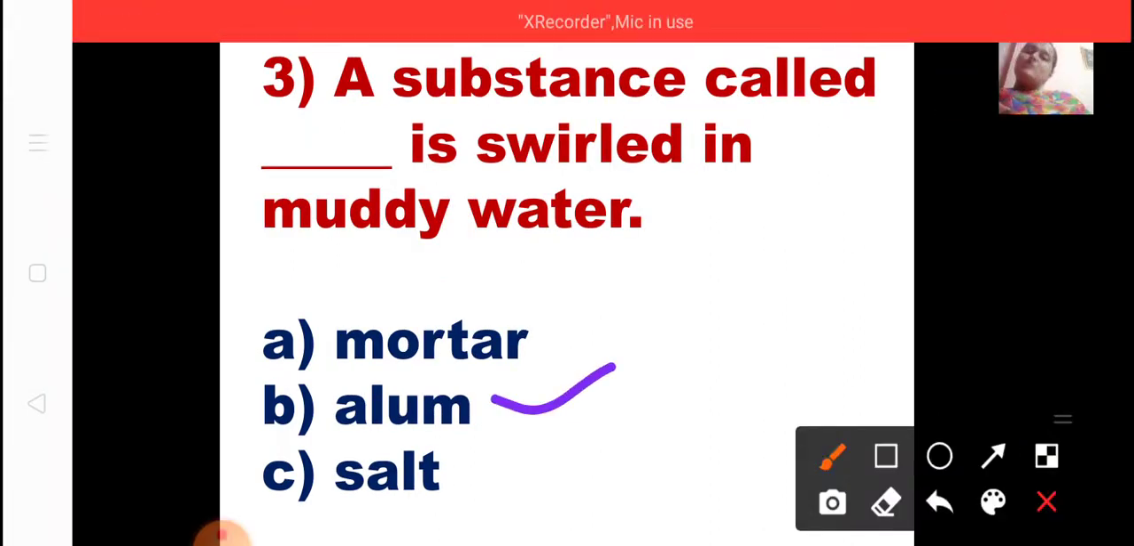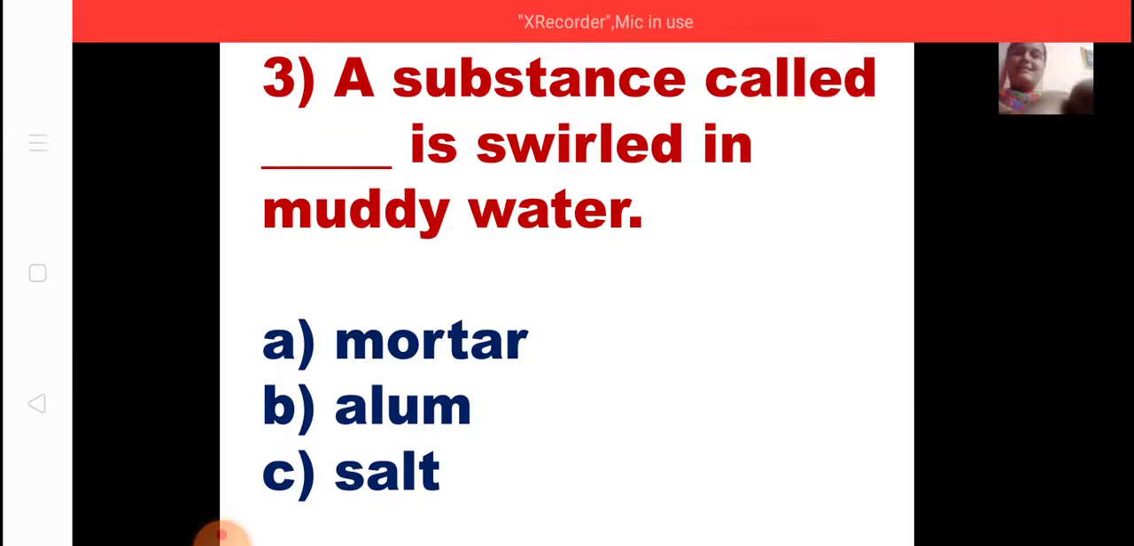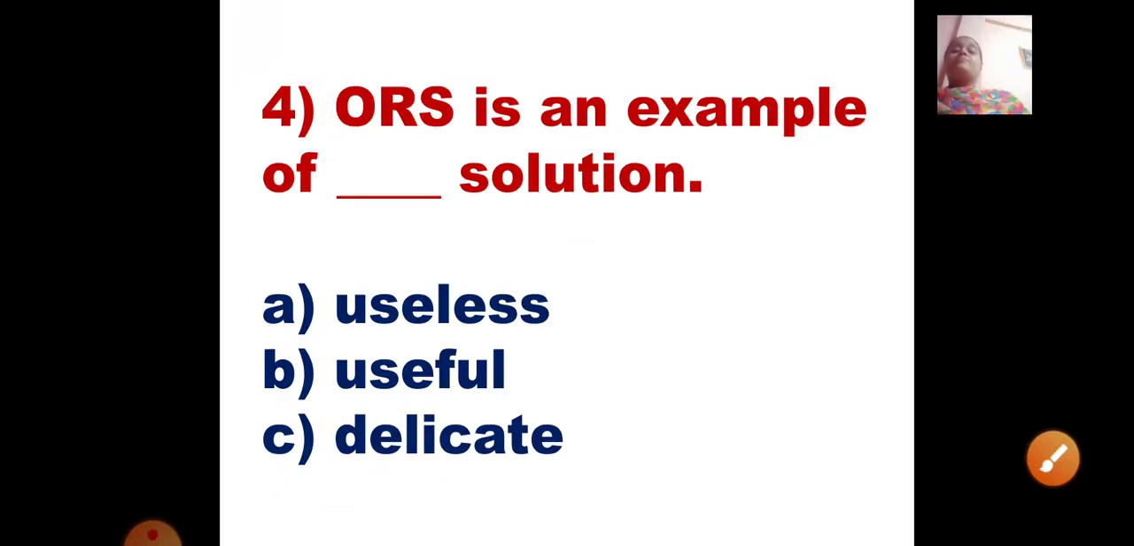So you are going to choose alum. So a substance called alum is swirled in muddy water. Is that clear? Now look at the fourth one. ORS is an example of dash solution. Okay, ORS is an example of what type of solution?